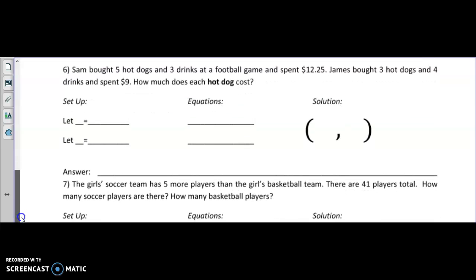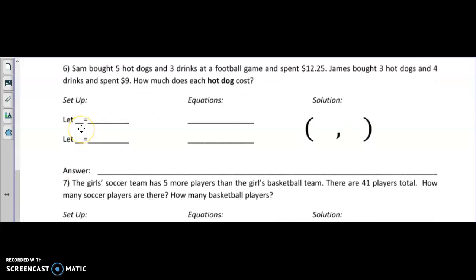Moving on to number 6. Now we're buying concessions at a football game. Sam bought 5 hot dogs and 3 drinks at a football game and spent $12.25. James bought 3 hot dogs and 4 drinks and spent $9. We want to know how much did each hot dog cost.